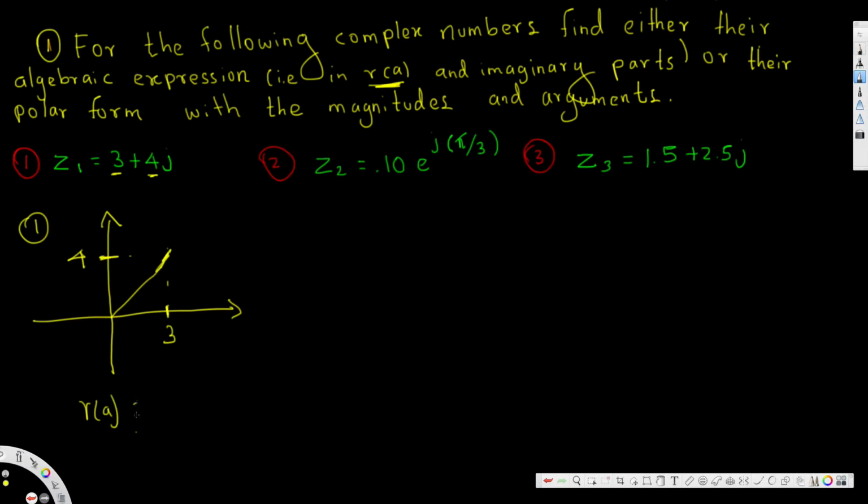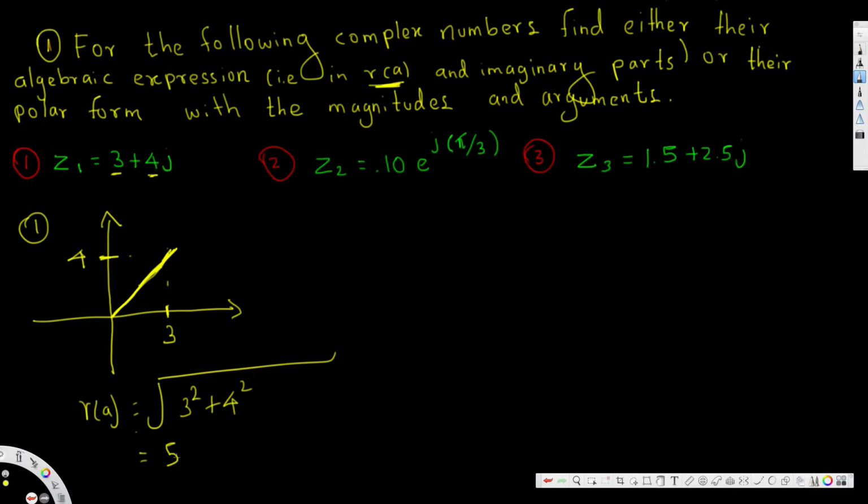Okay, now to find out RA, we have to use the Pythagorean theorem. Pythagorean theorem is basically, we find the magnitude of this length, right? We know that it's x squared plus y squared. We know x is 3 squared, plus y is 4 squared. 16 plus 9 is 25. Square root of 25 is 5. So RA is 5.